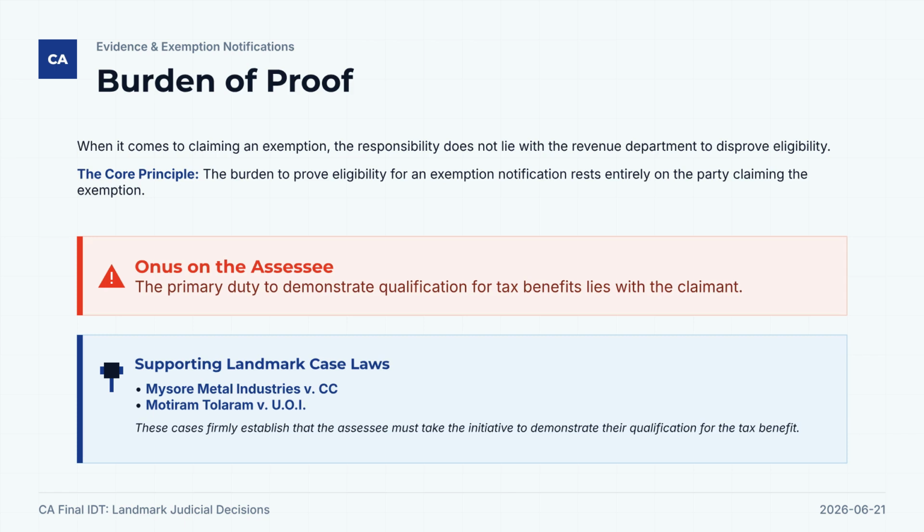One of the most important principles in exemption law is that the burden of proof lies entirely on the person claiming the exemption. The Revenue Department is not required to prove that an assessee is ineligible. Instead, the assessee must establish eligibility. This principle was firmly established in cases such as Mysore Metal Industries and Motiram Tolaram. Think of an exemption as a special privilege rather than a default right. If someone wishes to enjoy that privilege, they must demonstrate that all required conditions have been satisfied. In practical questions, always ask whether the assessee has adequately proved eligibility before granting the exemption.